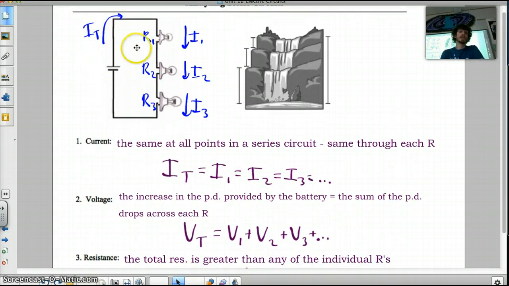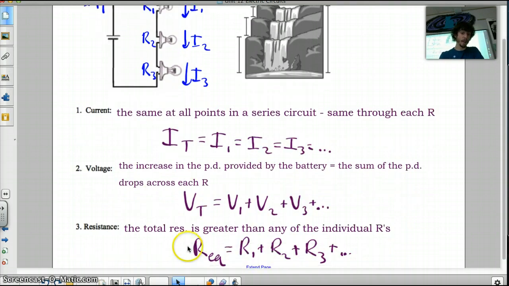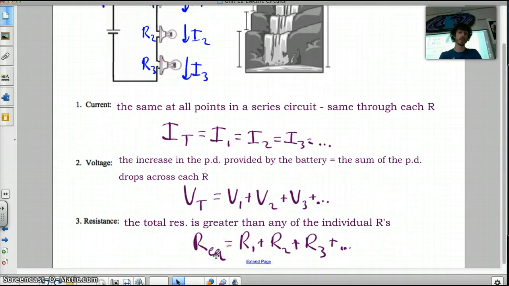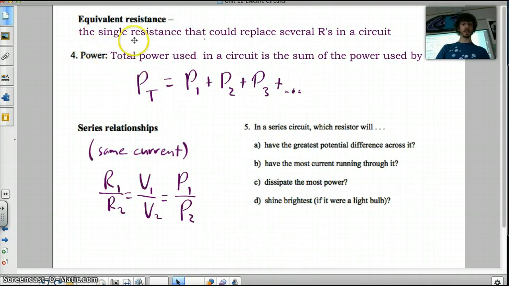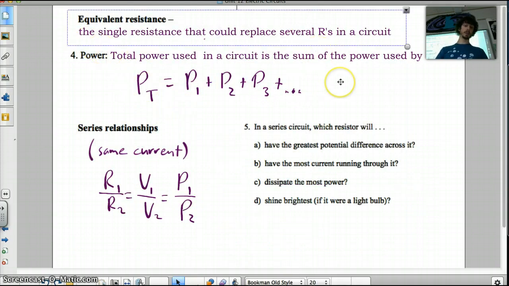The total resistance in a series circuit is going to be greater than the resistance of any one resistor. In fact, the resistances of our resistors add up to give us our total resistance. We call it our equivalent resistance because you could think of replacing R1, R2, and R3 with one resistor that equaled the resistance of all three of them together. The circuit would function just the same with only one component instead of three. So that's this idea of equivalent resistance, a single resistor that could replace several resistors.